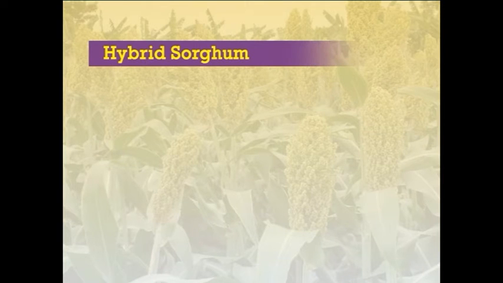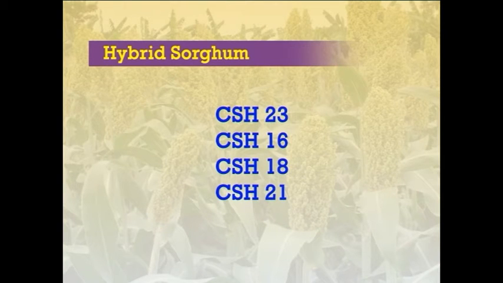The last one is about hybrid sorghum. Among the hybrid varieties, CSH23, CSH16, CSH18 and CSH21 can be mentioned.